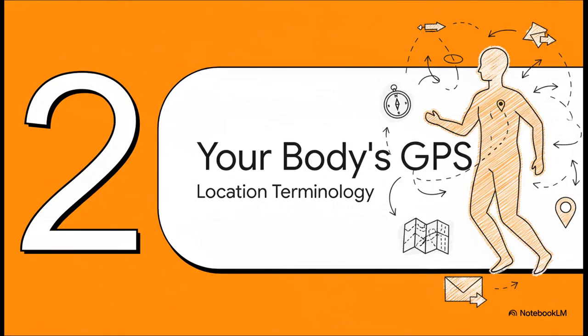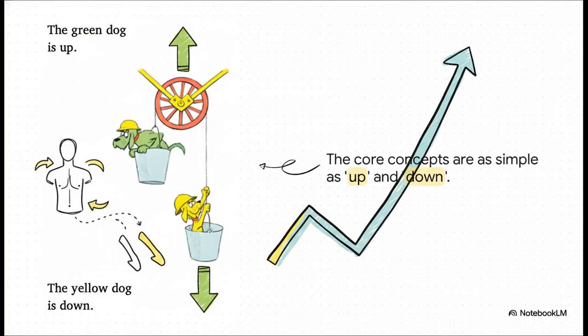Okay, let's keep building on this. Now that we have our starting point, our map, we need a set of directions. You can think of it like a GPS for the human body. Now, before we get into all the technical terms, I want you to know that the core ideas are things you already get. We're talking about concepts as simple as up and down or front and back. The ideas are easy. We're just learning the professional vocabulary for them.